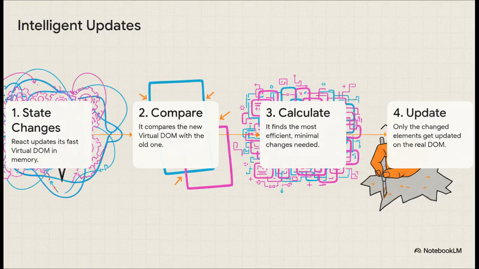And it all comes together in this really smart update process. So when some data in your app changes, React first updates its super fast virtual DOM in memory. Then, it compares this new virtual version with the old one it had. Using a smart algorithm, it figures out the absolute minimum number of changes needed to make the real screen match. And only then does it perform those tiny surgical updates on the actual page. It avoids all that unnecessary work, and that's the secret to React's performance.